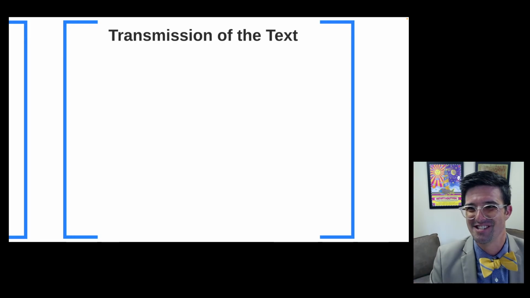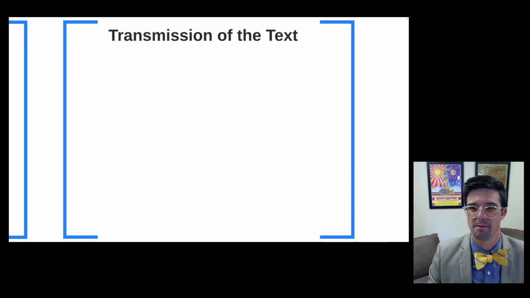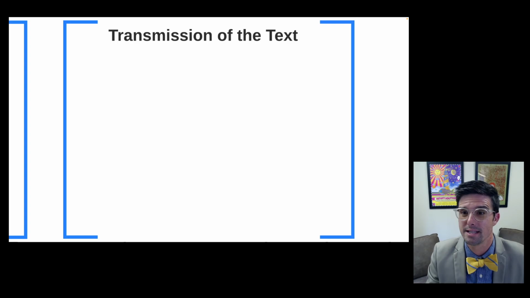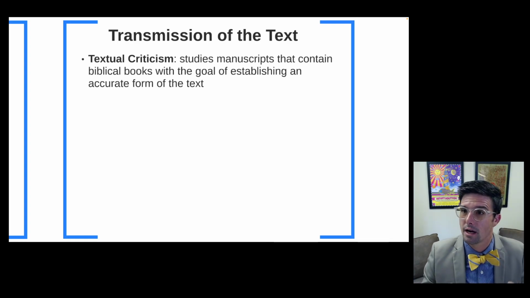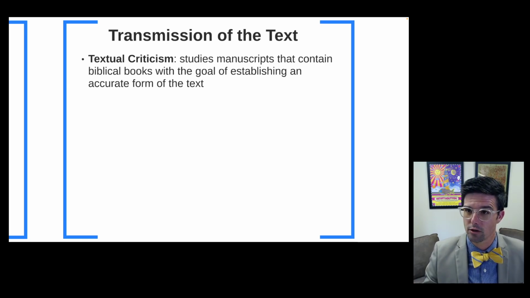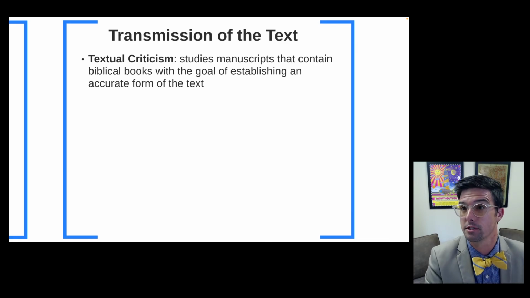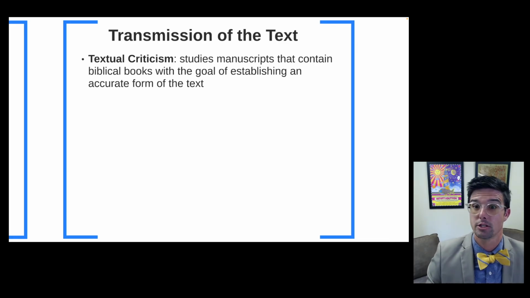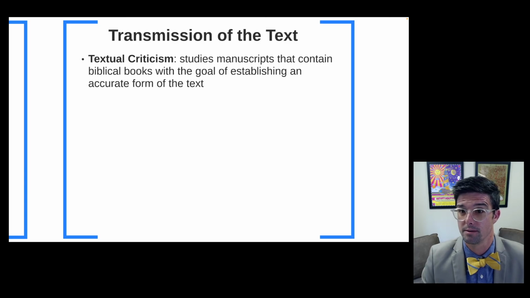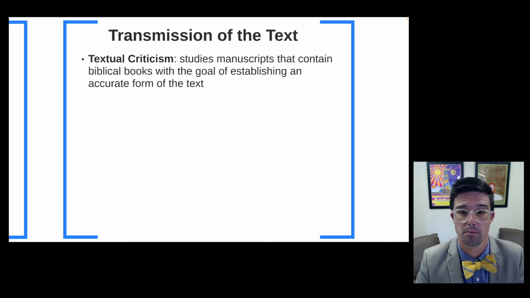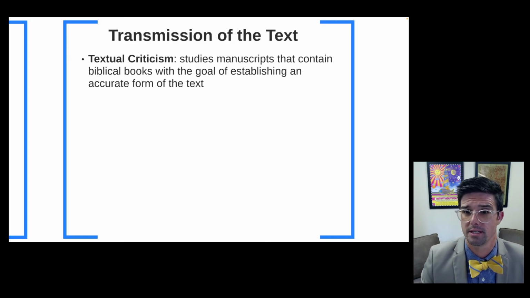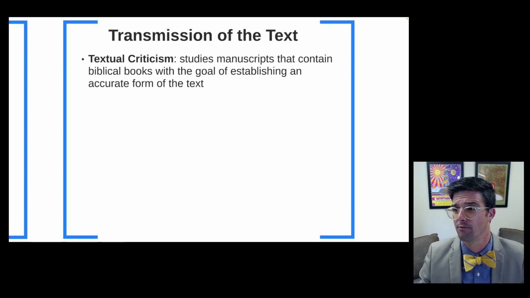And our last chunk of things to do with respect to the basics of the biblical text is to talk briefly about the transmission of the text. The exegetical tool set that is going to be really interested in how particular books of the Bible were transmitted is called textual criticism. Textual criticism is going to study manuscripts that contain biblical books, sometimes just one biblical book, sometimes several. And the goal of textual criticism is establishing an accurate form of the text.